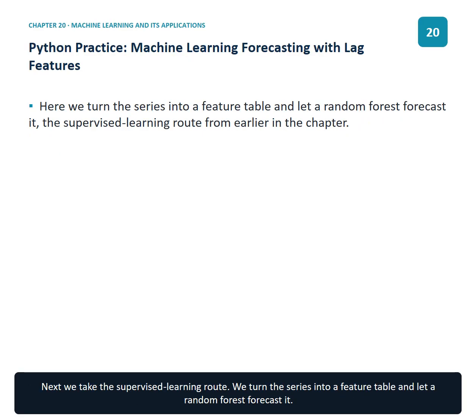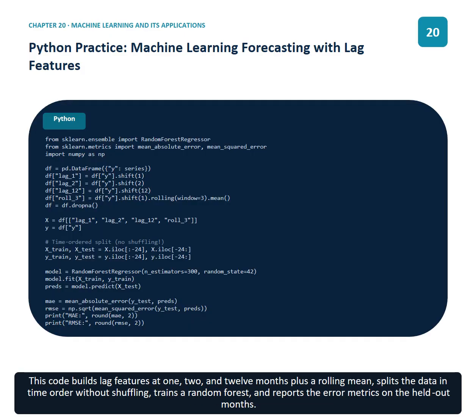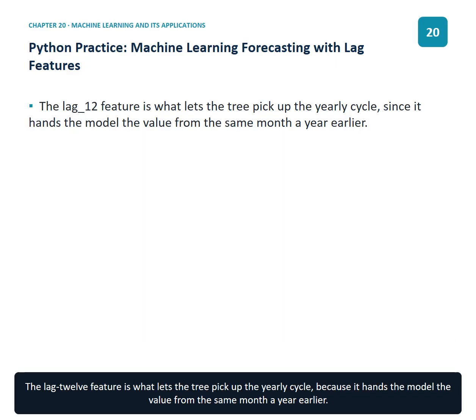Next, we take the supervised learning route. We turn the series into a feature table and let a random forest forecast it. This code builds lagged features at 1, 2, and 12 months plus a rolling mean, splits the data in time order without shuffling, trains a random forest, and reports the error metrics on the held out months. The lag 12 feature is what lets the tree pick up the yearly cycle because it hands the model the value from the same month a year earlier.